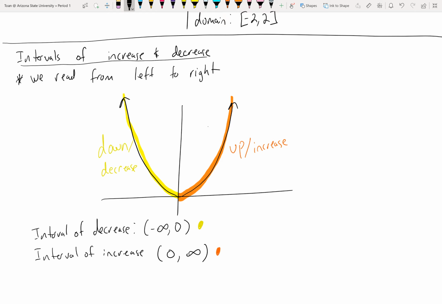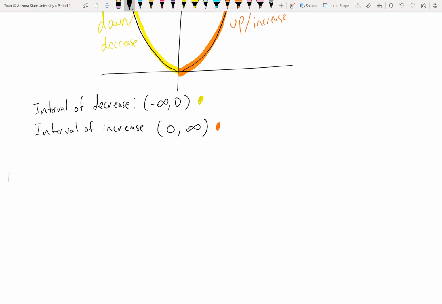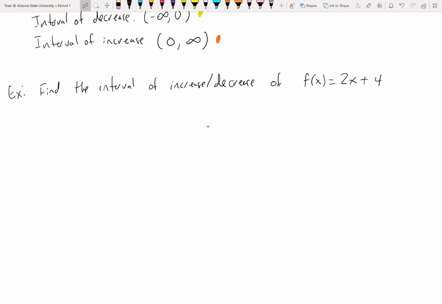Sure. Find the interval of increase/decrease of, do you have your favorite linear function? Y equals 2x plus 4. Why not? Can we all visualize what this will look like? I'm not going to be very accurate, and I'm not going to do tick marks and whatnot. I'm just going to do a quick sketch. So I know that my y-intercept is 4, somewhere up here. My slope is positive 2, so it's going to go something like this.